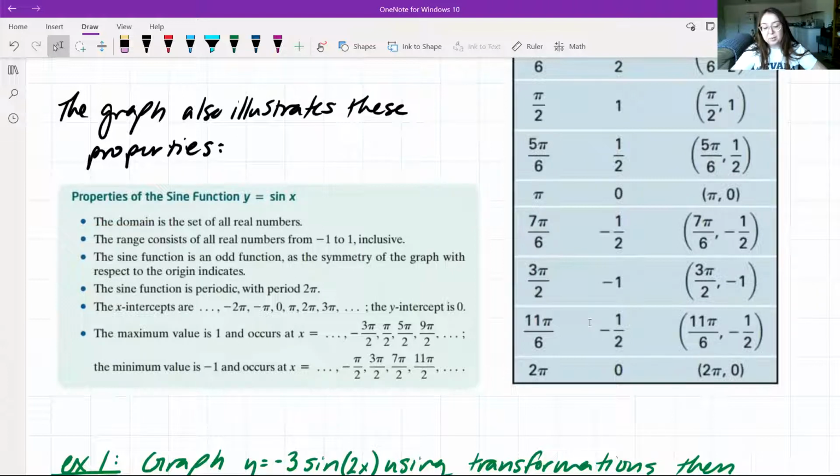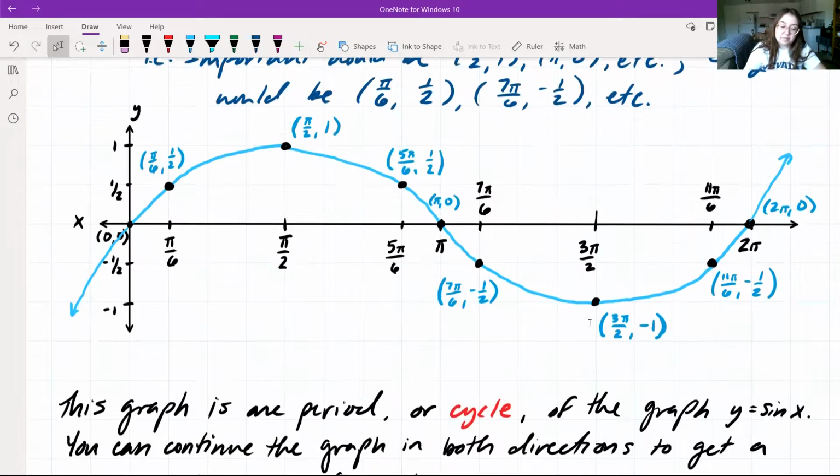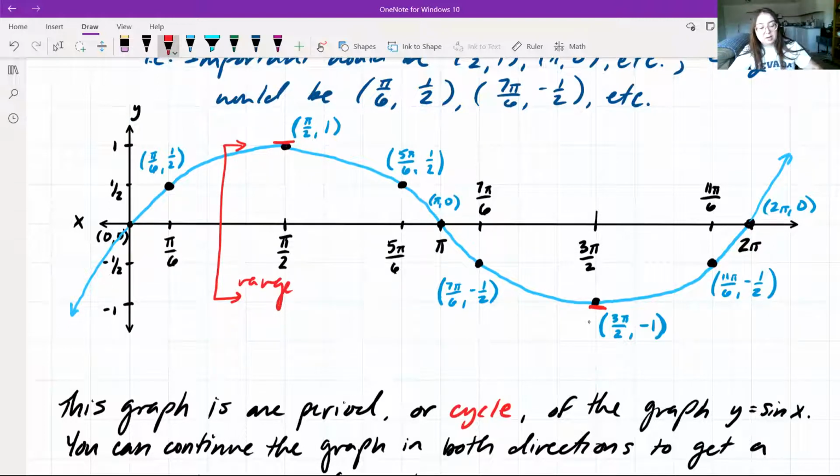So with properties of the sine function, the domain is the set of all real numbers. Since we see our sine function continue in the positive and negative direction infinitely, that means that it has a domain of all real numbers. Then the range consists of real numbers from -1 to 1 inclusive. So that just means that it also includes 1 and -1 and any values in between. So we kind of see here, this would end up being our range. So our range is going from -1 to 1, and we're just finding these values in between.